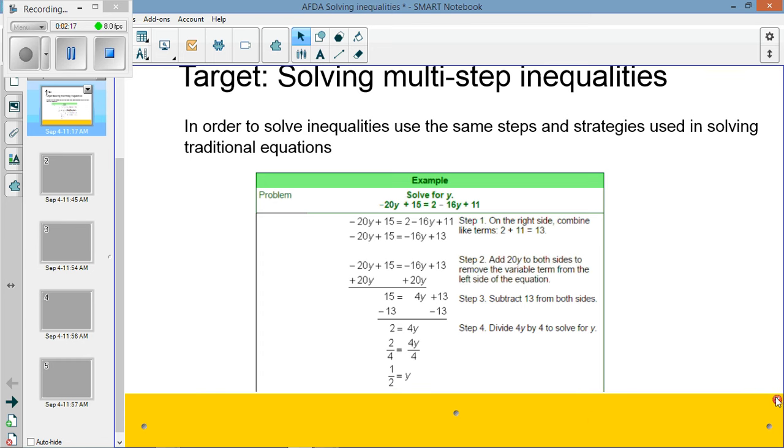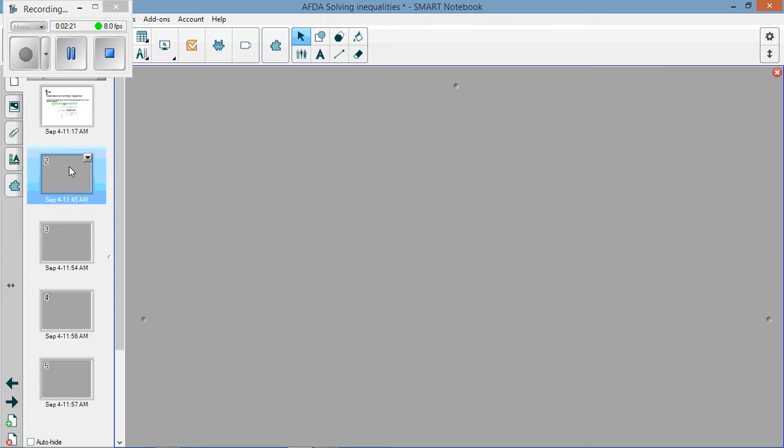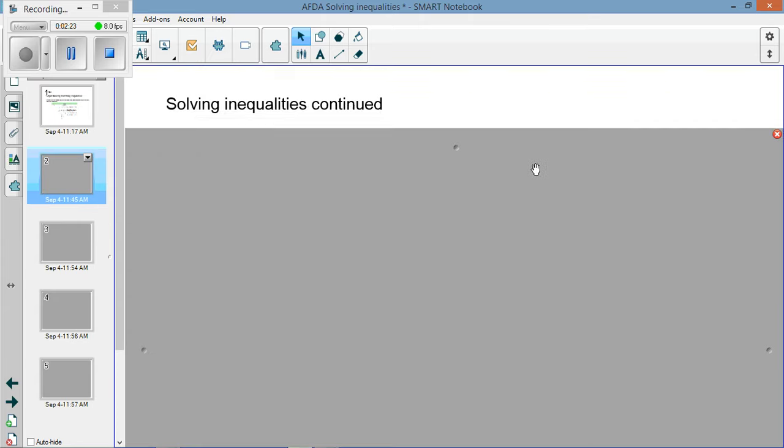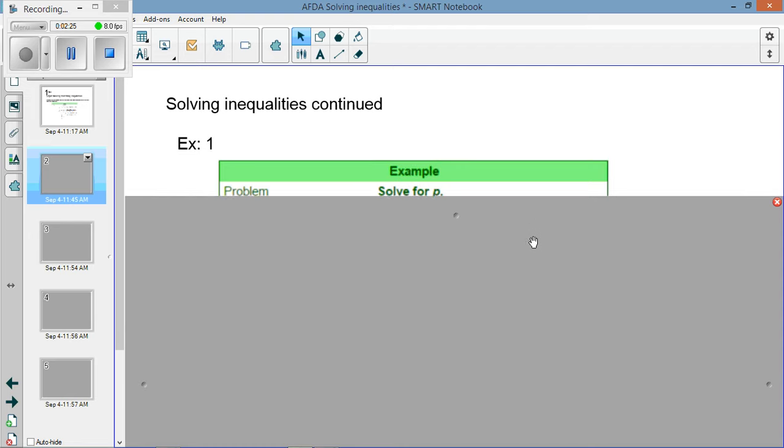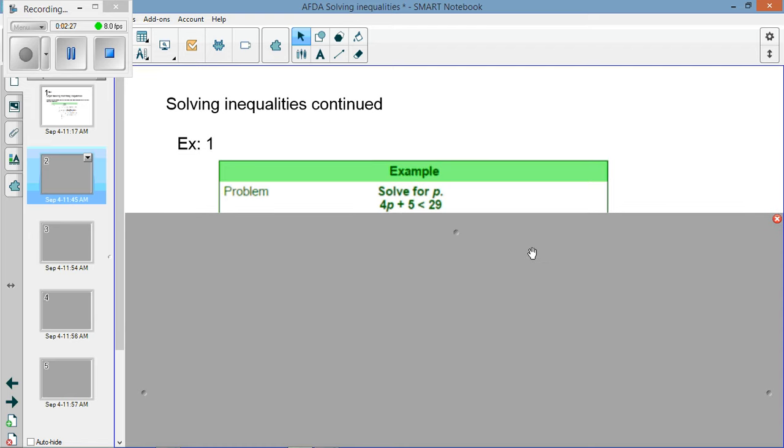So another quick example. So now we have an inequality in our equation. Everything that we just did, we're going to do the exact same thing. So take a few seconds, stop the video, think about how you solve it, and then start the video back up and see if your solution matches my solution.